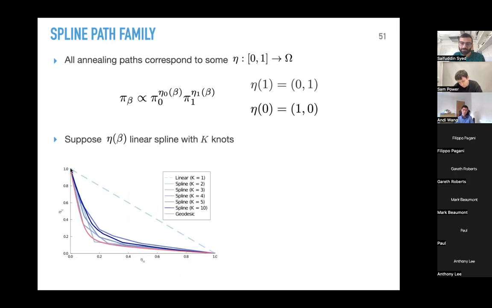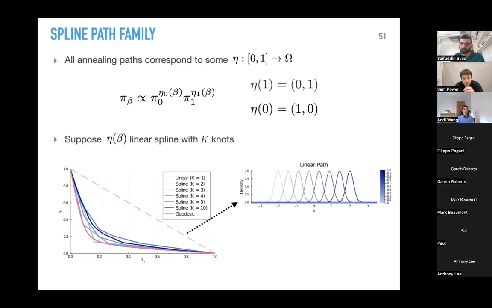So the linear path corresponds to the straight line, whereas a spline path would essentially look at these piecewise linear paths that connect between the reference and the target. And if you have even one knot to play around with, you can get significantly better performance. And this is where it turns out the optimization here, you can show that these admit tractable gradients and all the nice stuff that you want.